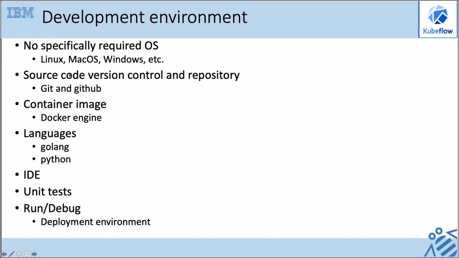Once you have all this environment set up, then you are writing your code, but a very important aspect is not just your function code, it's also the unit test. So you also need to write the unit test, and when you finish the coding, you also need to run and debug and so on. This is all part of the development environment. So let's go through one by one.